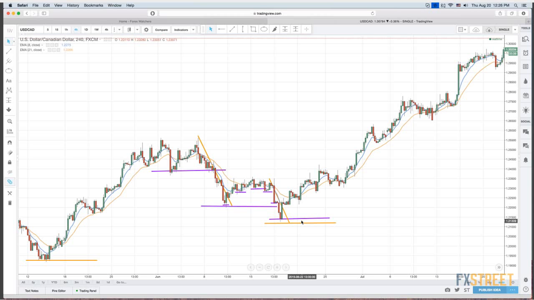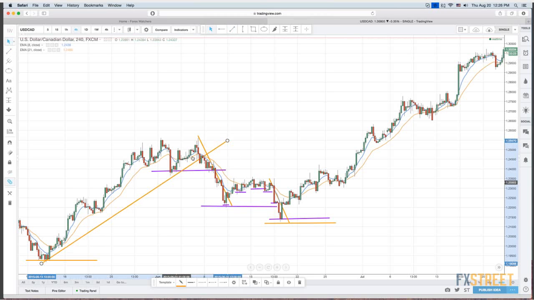Lower highs, break of uptrend line. Okay, all this information, right? The last purple after the second purple. So this is very good information here. The break of the uptrend line is a very good indication that maybe the downtrend has begun here.